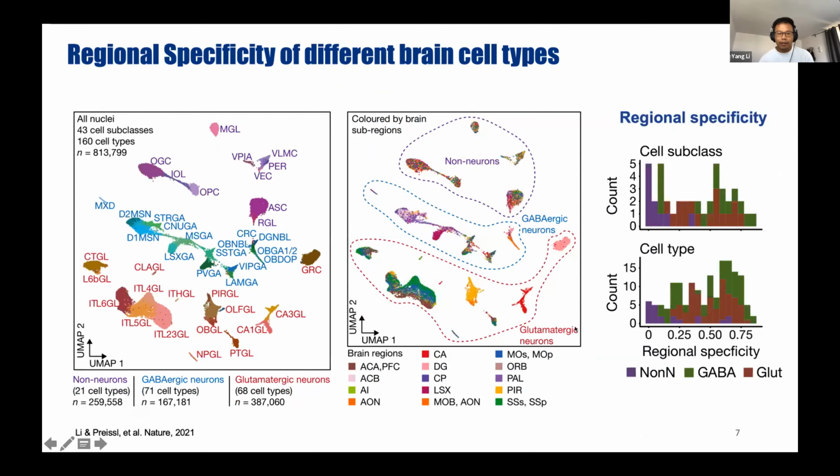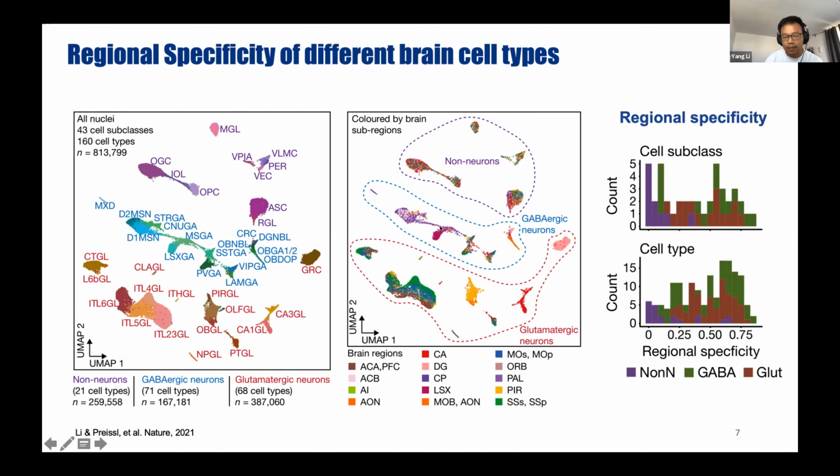So another way to use this data is to explore the regional specificity. As you can see from the middle panel here, lots of the cell types are quite specific to one of the regions. Of course, for example, the granular cells are very specific in the CA and DG hippocampus, but also you can see there's a gradient difference across the whole cortical region.